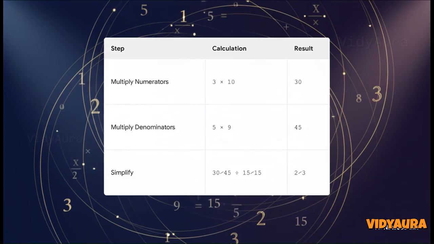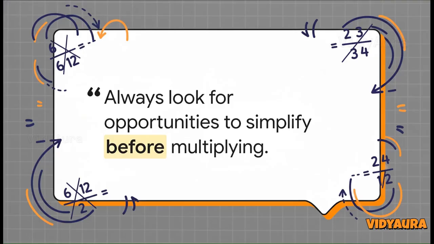But did you notice how we had to deal with those bigger numbers, 30 and 45? And that little inconvenience leads us right to a pro tip. This is a real lifesaver, especially if you're ever in a test situation. Here's the secret weapon. Always, always look for a chance to simplify before you multiply. It's a little trick called cross-cancellation, and trust me, it makes the math so much cleaner.